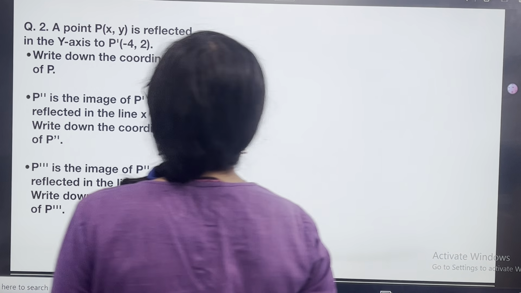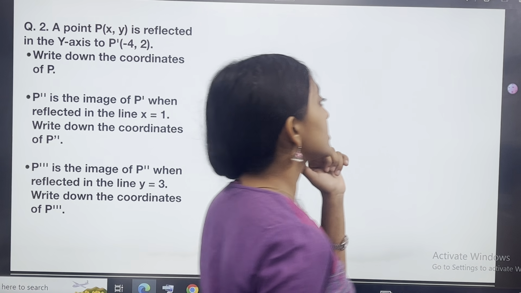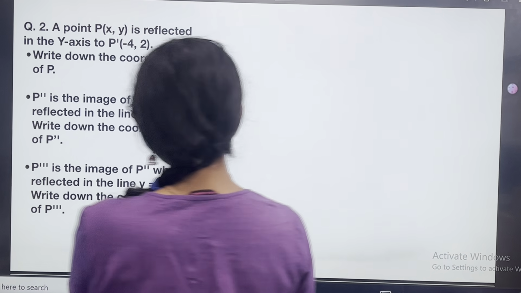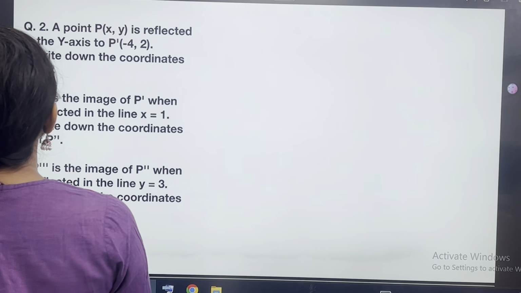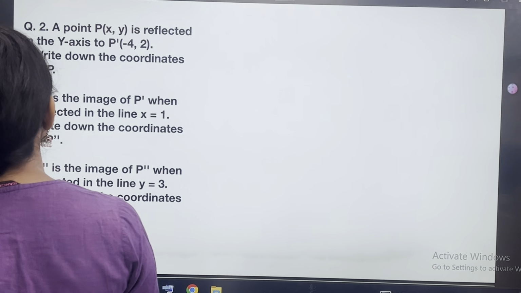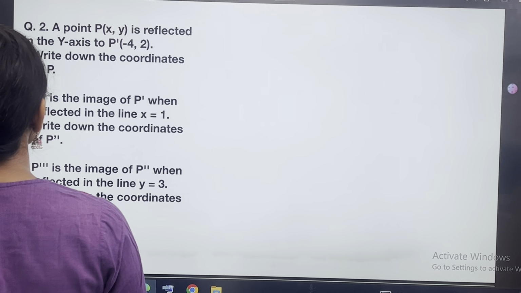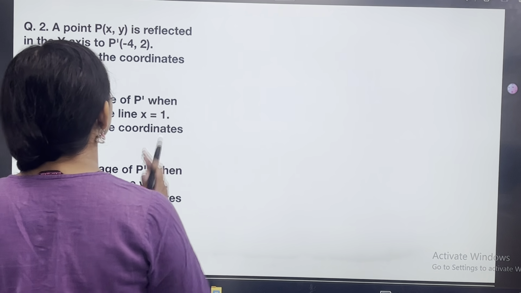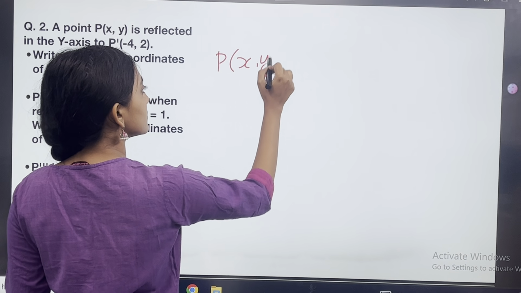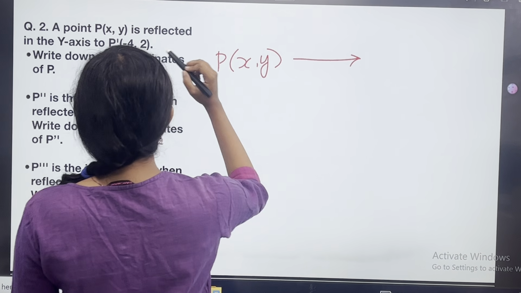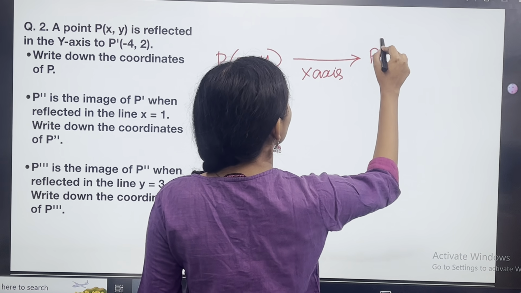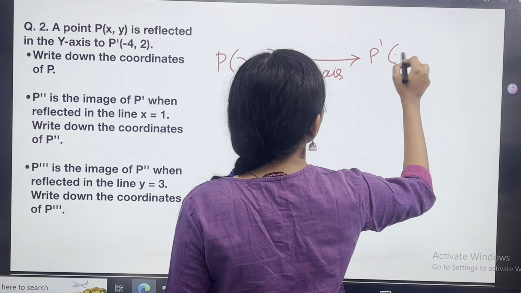Okay. I hope you have paused and you have some idea on how this is to be done. So P(x, y) is reflected in the y-axis to P dash (-4, 2).